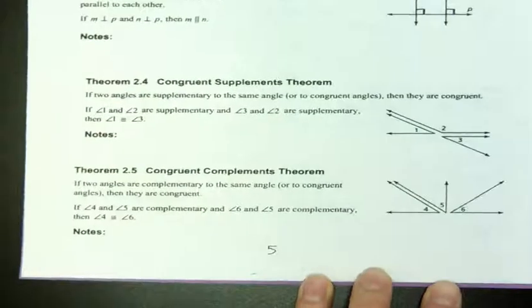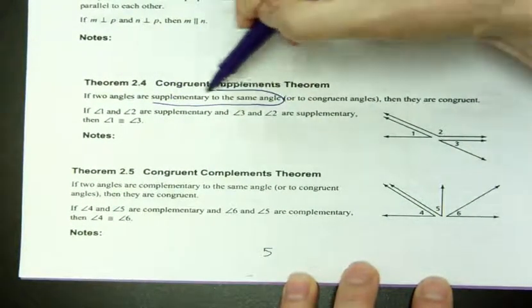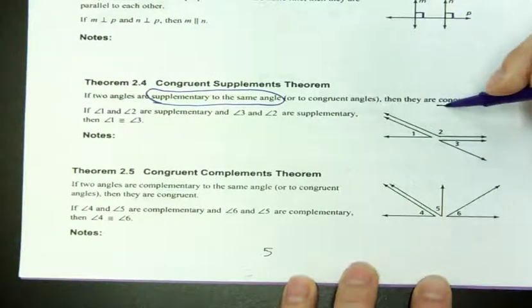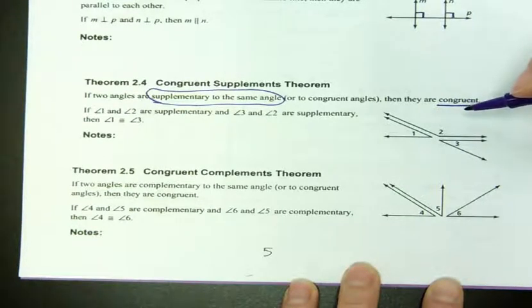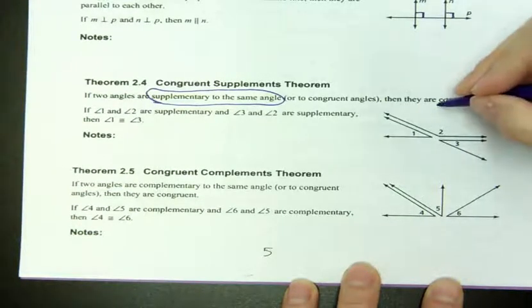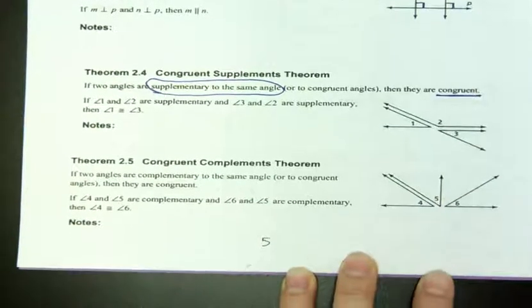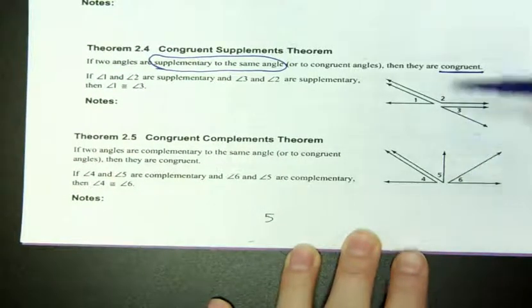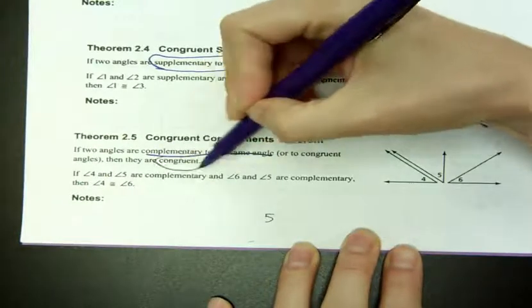And congruent supplements. So if two angles are supplementary to the same angle, or to congruent angles, then they are congruent. Is that one common sense, or is that confusing? It's all right. So if they're the supplements to there, they have to be the same angle. And same thing with complements. So congruent complements. If they're complementary to the same angle, then they have to be congruent.